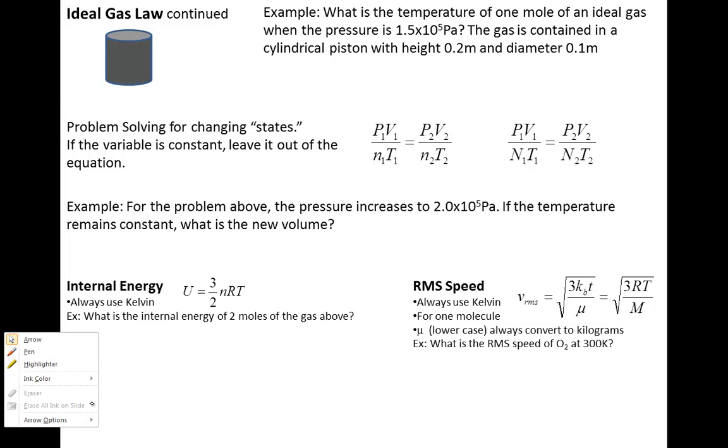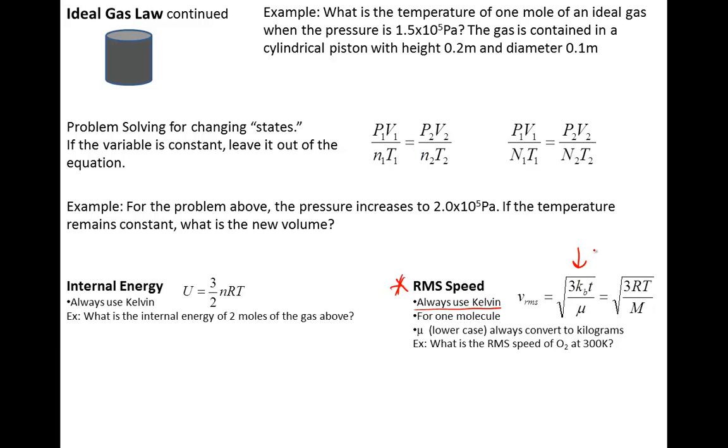Okay, now what we're going to do is look at how to calculate the RMS speed. When we calculate the RMS speed, remember we always use Kelvin. We use this equation here when we have mu, or we can find mu, the mass of one particle or one molecule. We use this equation when we have big M, which is the molar mass, and we need to have that in kilograms.